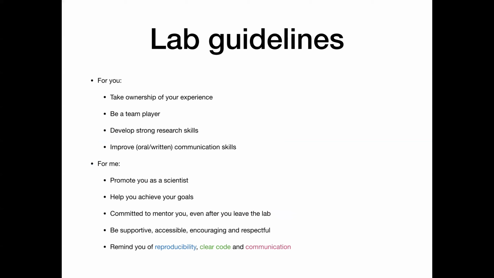So more specifically, there are other types of guidelines that we like to follow for members, that they take ownership of their own experience, that they are team players, develop strong research skills, and obviously improve oral and written communication skills. And on my side, as a PI, as a mentor, I will promote every member as a scientist, help them achieve their goals, and I'm committed to mentor them even after they leave the lab. I try to be supportive, accessible, encouraging, and respectful, and also remind people of these three guidelines: reproducibility, clear code, and communication, over and over.